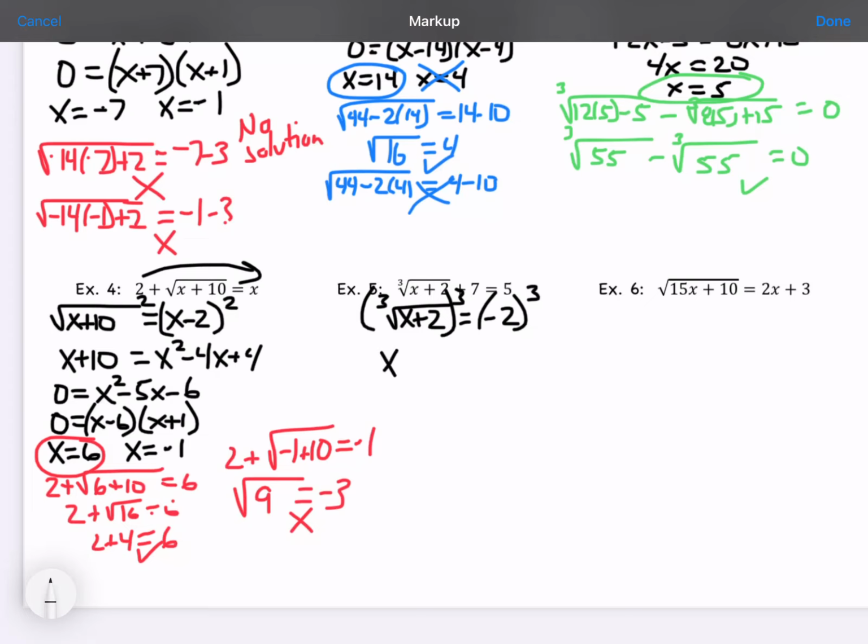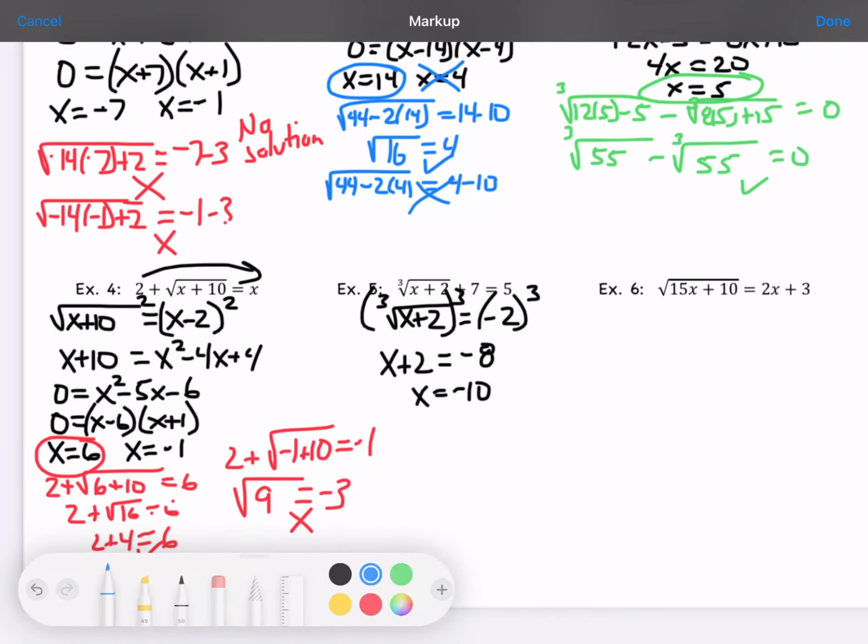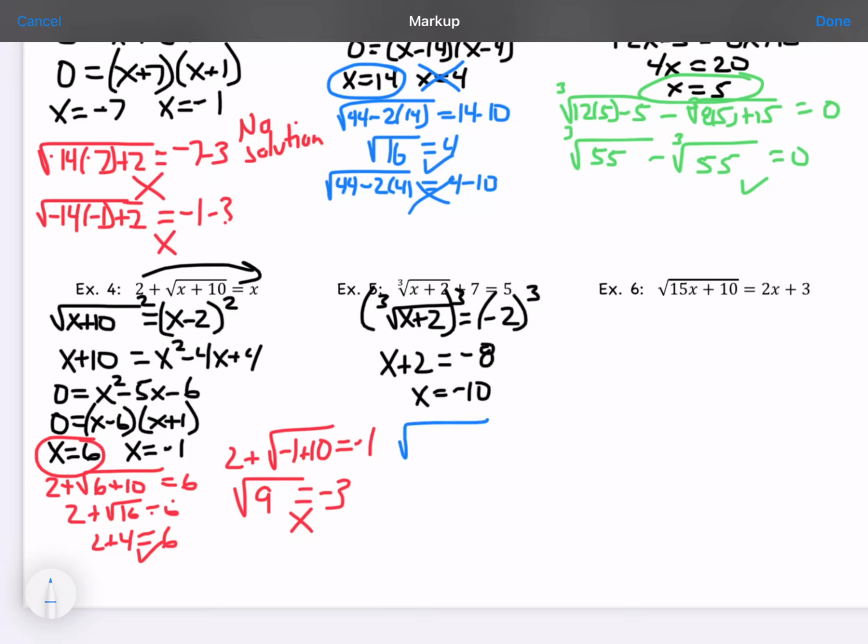And so I'm going to get x plus 2. And when I cube negative 2, that's negative 2 times negative 2 times negative 2. That gives me negative 8. x equals negative 10. So we double check our answer. Cube root of negative 10 plus 2 plus 7 equals 5. Well, the cube root of negative 8 is negative 2. So negative 2 plus 7 equals 5. So the one answer does check out.